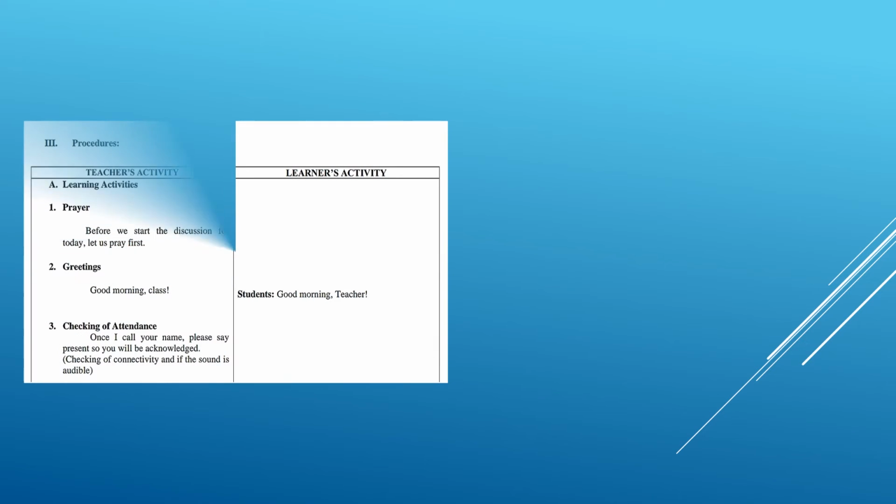So under the learning activities, of course, the prayer, greetings and checking of attendance. Ma'am Nero stated here that once she called their name, they will say present. So it is an interactive way of checking the attendance.